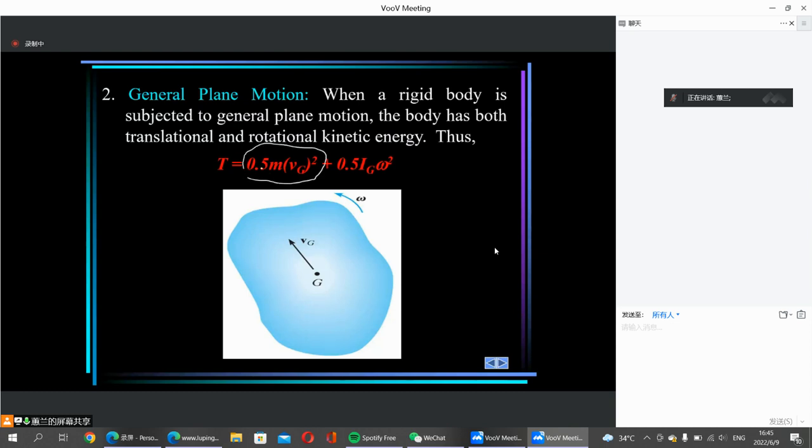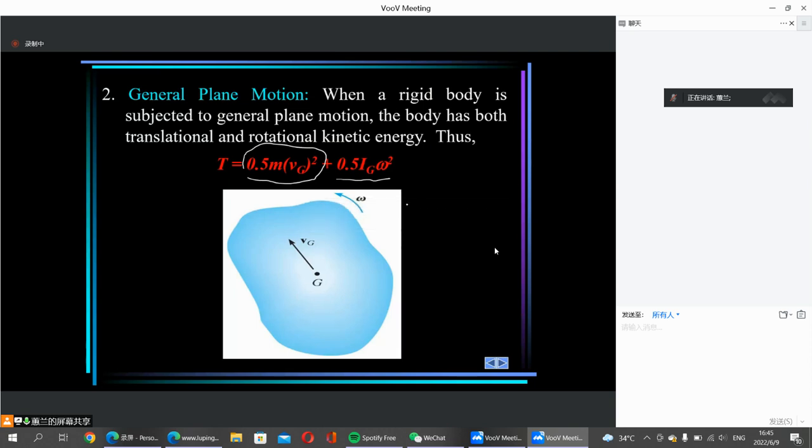We're quite familiar with it. And Vg is the velocity of the mass center or the gravity center, because generally speaking, if the rigid body is homogeneous, meaning everywhere the material has the same density, the mass center, the centroid, and the gravity center will be the same, right? Besides the translational kinetic energy, we also have the rotational kinetic energy.